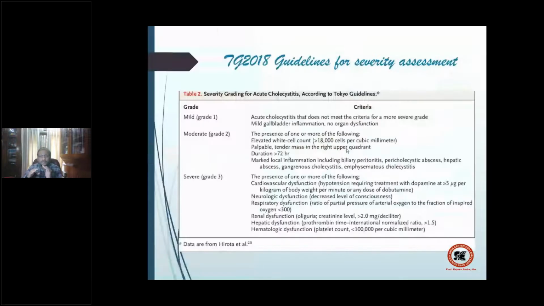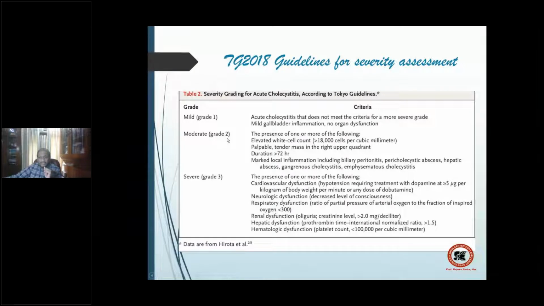But if you want to be more specific about these guidelines, then mild is basically what we just talked about, but grade 2 becomes more specific, and that is you have presence of one or more of the following parameters. A white cell count more than 18,000. Remember this, 18,000. Normal, we always consider the upper level 11,000 or 12,000 at the most. Here it's 18,000. Palpable tender mass, duration more than 72 hours, and marked local inflammation in the form of what is mentioned out here. So if you have one or more of the following, that is grade 2.